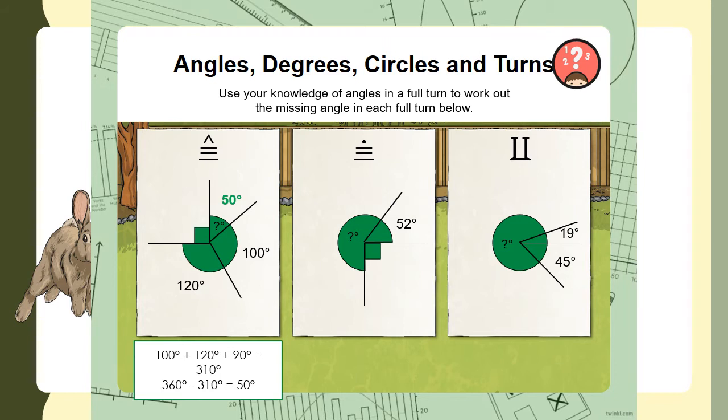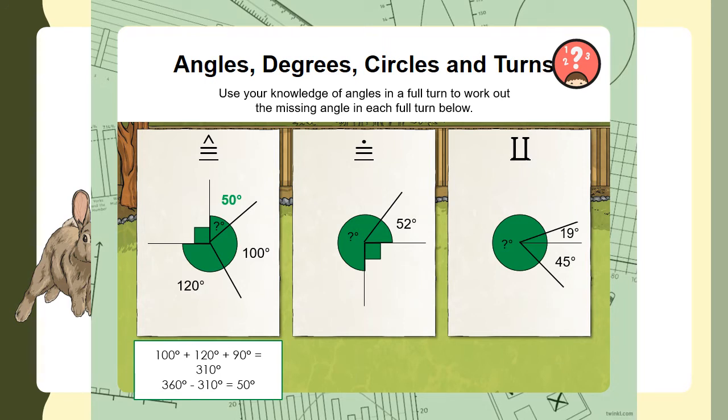So for the first one, we've got 100 degrees plus 120 degrees plus 90 degrees, which gives us 310. But we know that there's 360 degrees in a full circle. So 360 degrees minus 310 equals 50 degrees.